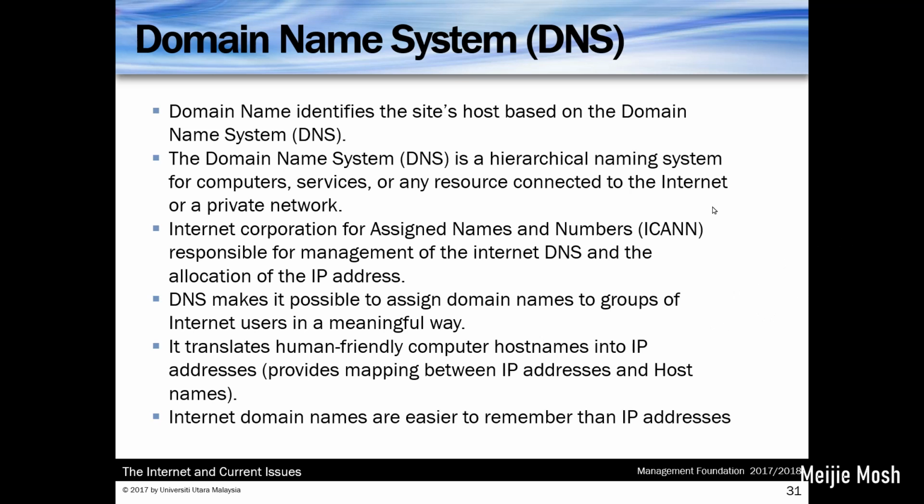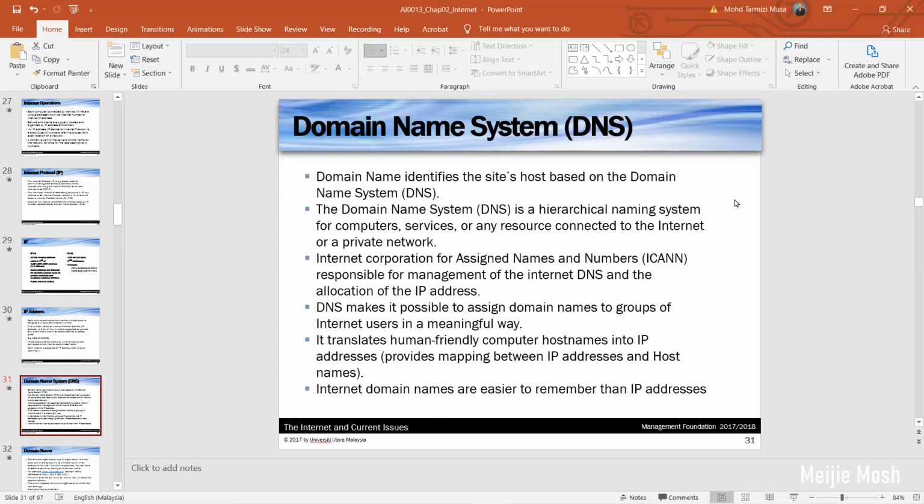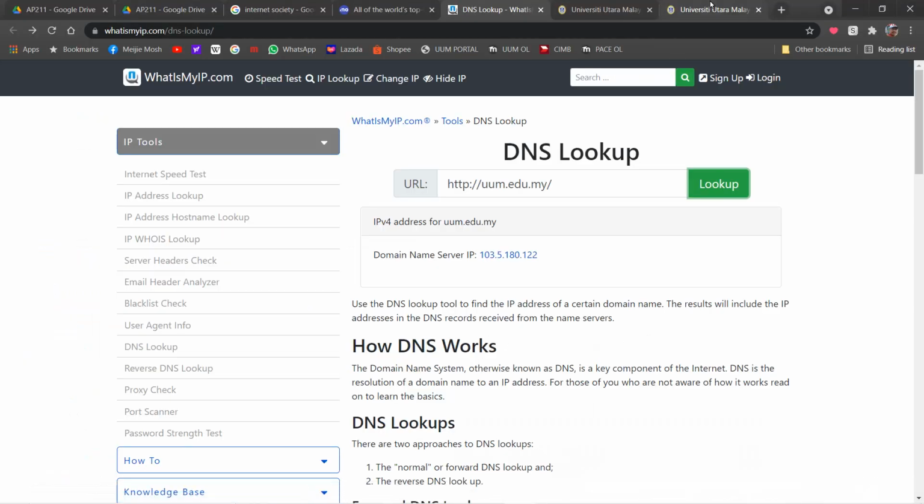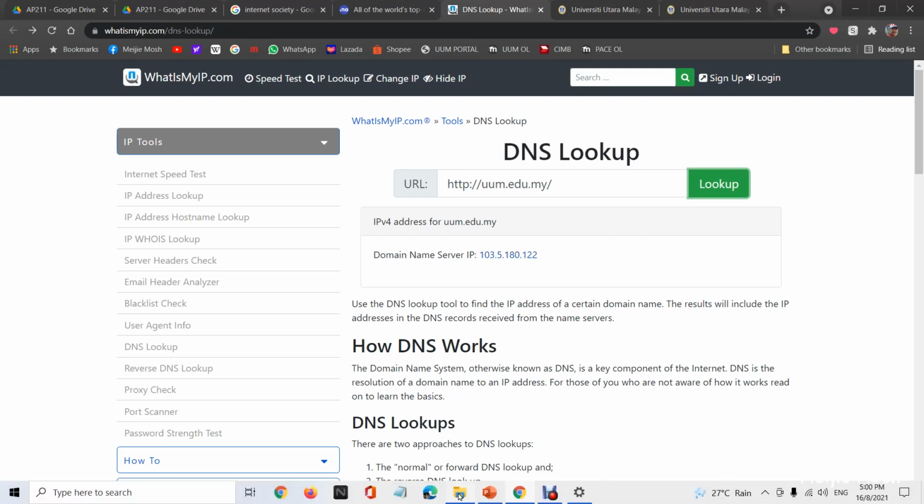An example is uum.edu.my, which is a domain name, and www.uum.edu.my is actually using the IP address 103.5.180.122. So this is the IP address for UUM.